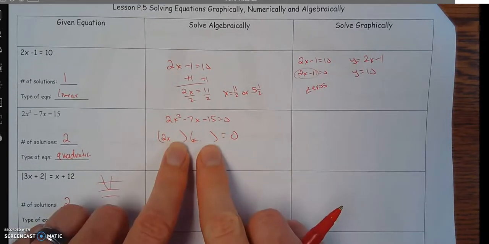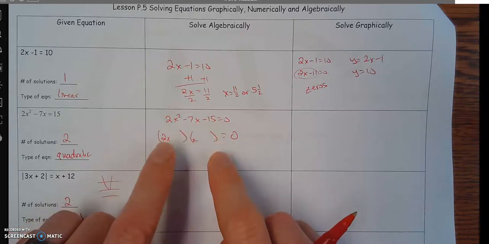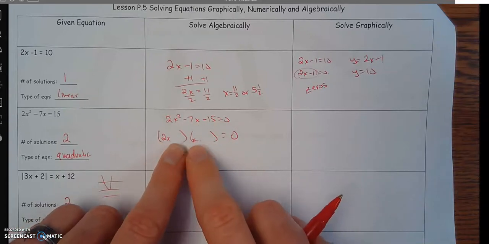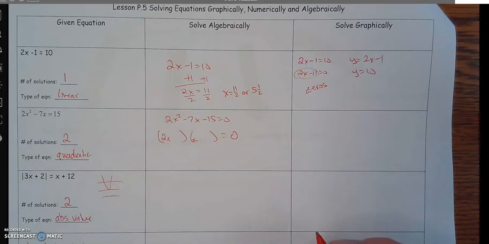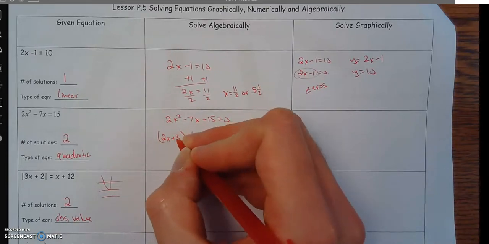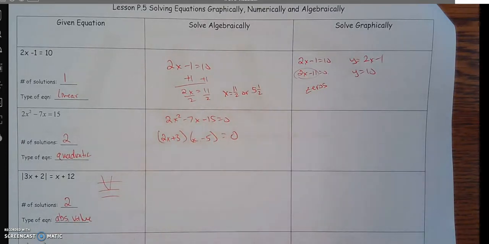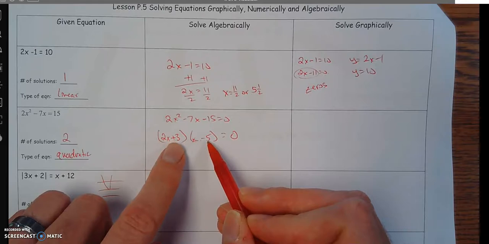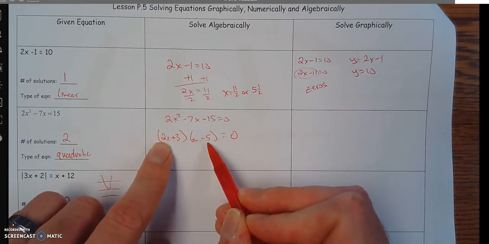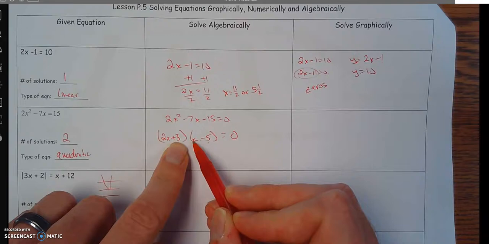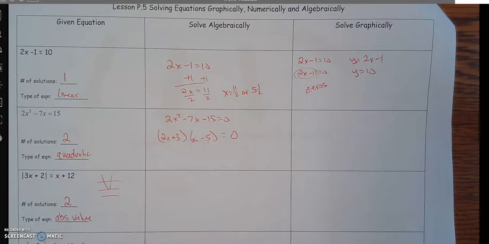And then I got to do two numbers that multiply to give me negative 5. But then when I do my outer product and my inner product, I get negative 7. So you can kind of guess around with that. I'm just going to save some time. This is plus 3 and that's minus 5. So you see 3 times negative 5 is negative 15. Outer product is negative 10. Inner product is 3. That makes negative 7. So that's how I know it's right.